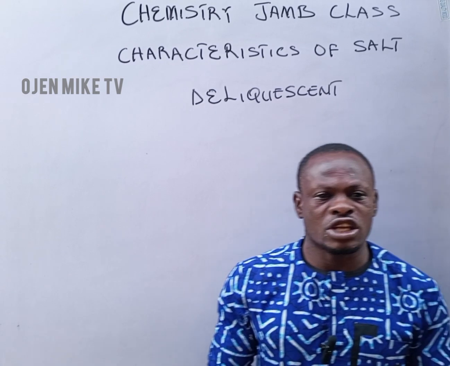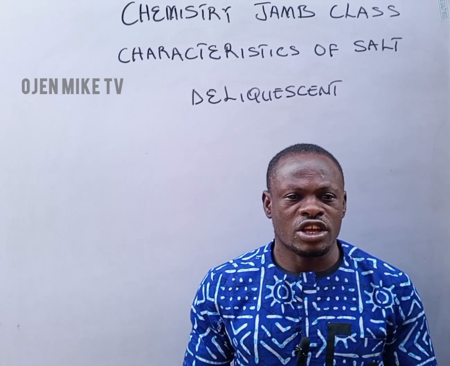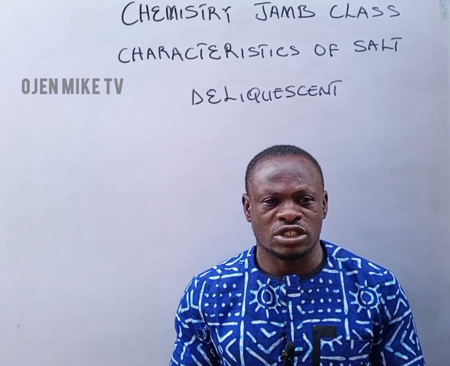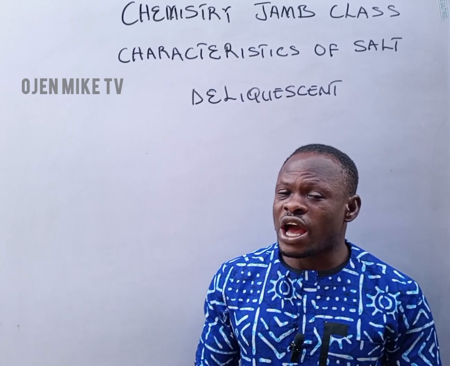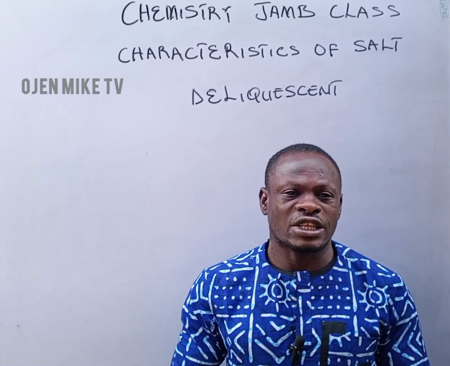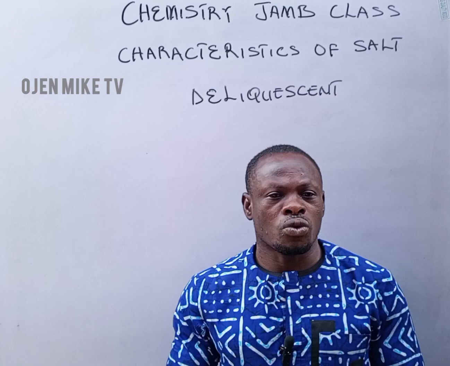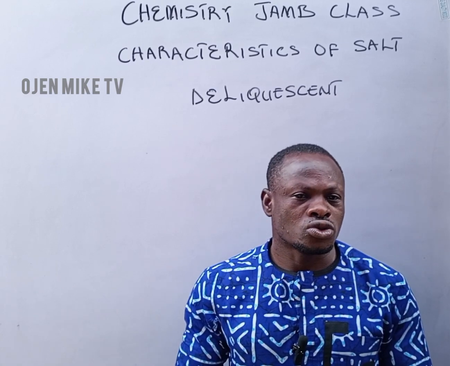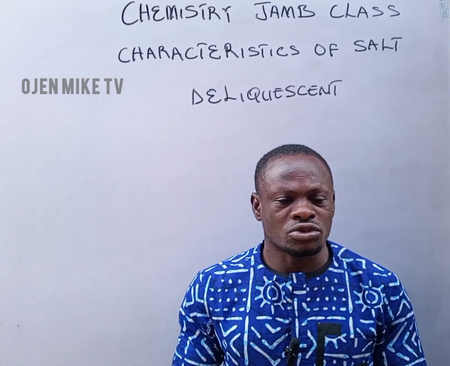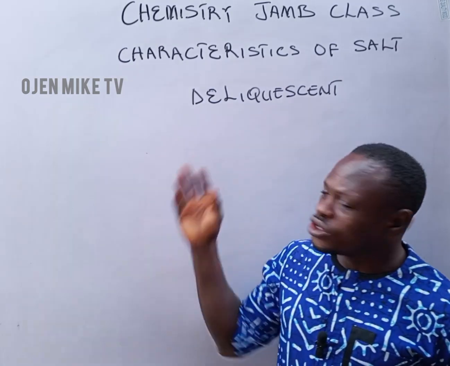I'll give you a simple trick which you can use to remember deliquescent substances. In exams like JAMB, they will not ask you what a deliquescent substance is. They will always give you some compounds to identify which one will absorb water and turn to solution. So I'll give you a simple trick you can use. We use an acronym to illustrate this.